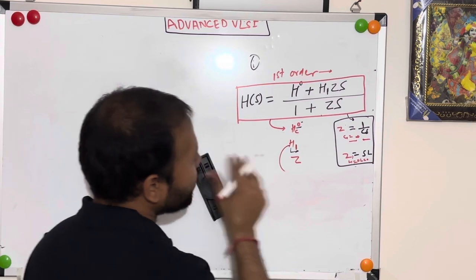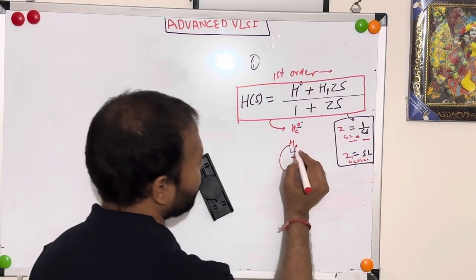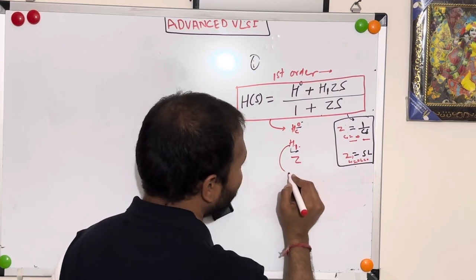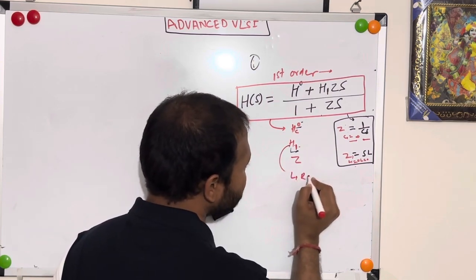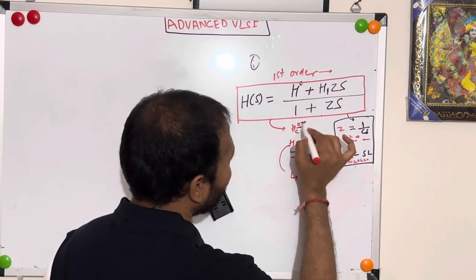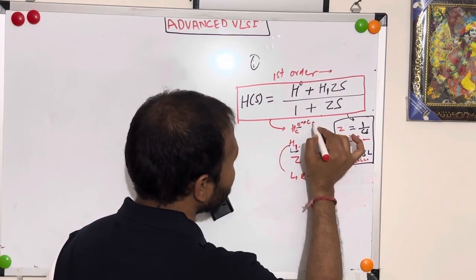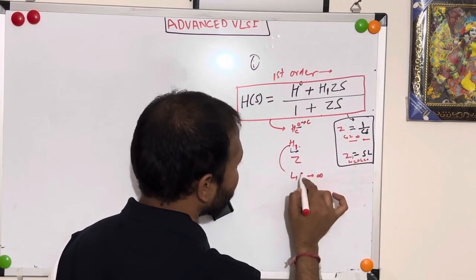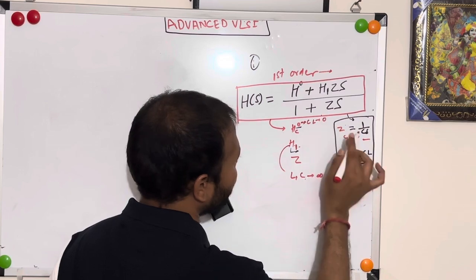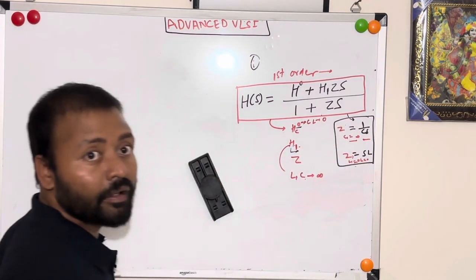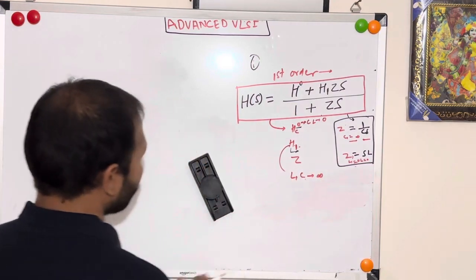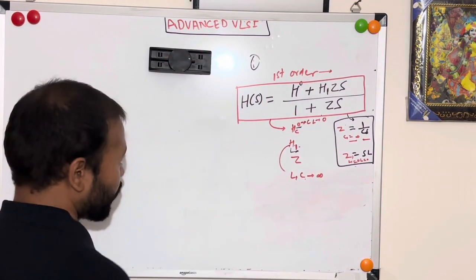I am saying H1, what does this mean? If I say H1, whatever the L or R, just put infinity. In this case, whatever the C and L, just put 0, and whatever the impedance will come, just adjust. Okay, now let us find the transfer function for a first order system.